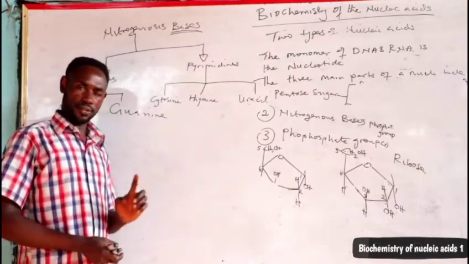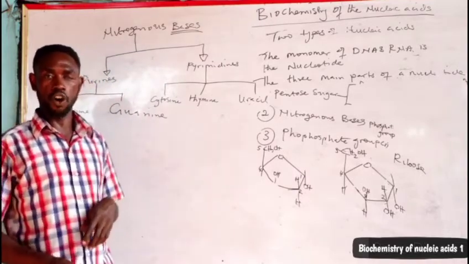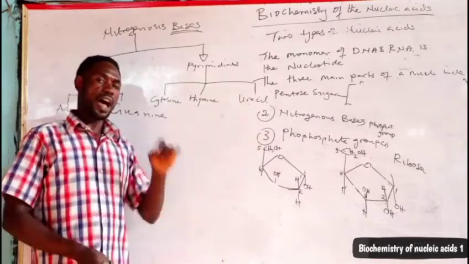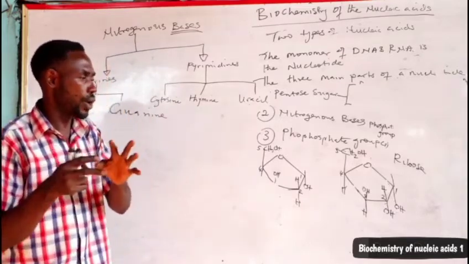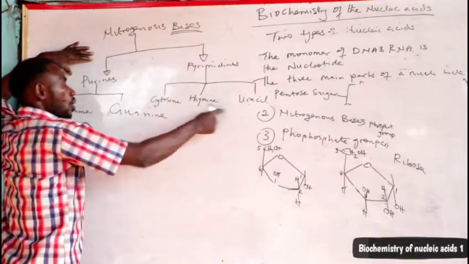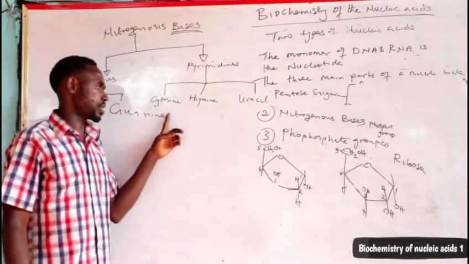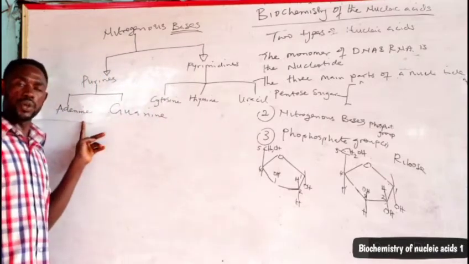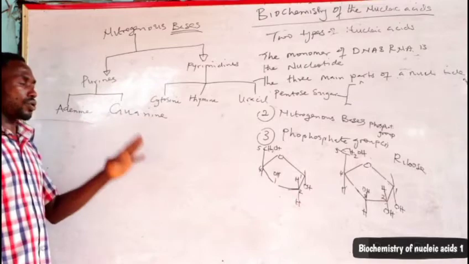But out of these 5, no nucleic acid will have all 5. A given nucleic acid can only have 4 out of the 5. DNA has only 4 out of these 5, and RNA has 4 out of these 5. To bring you to a faster way of understanding it: out of these 3 pyrimidines, only 2 can be present in a given nucleic acid. No nucleic acid will possess all 3 pyrimidines. But these 2 purines are constant in both RNA and DNA. Both RNA and DNA have adenine and guanine.